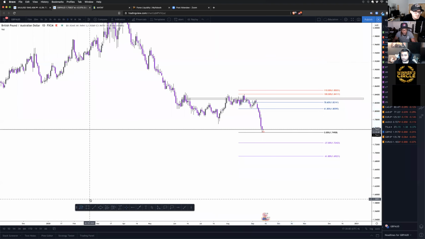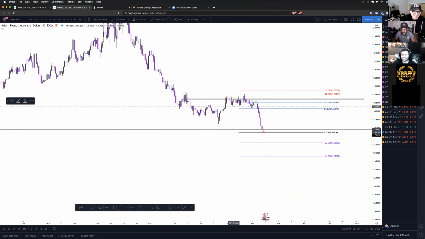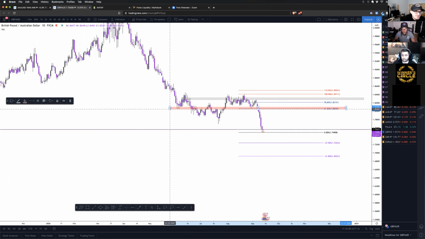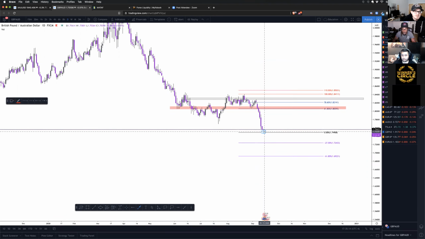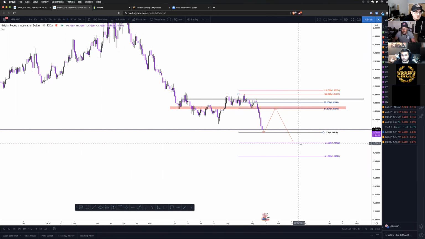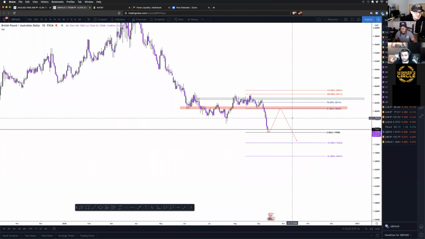Oof, that looks so good. Right in there. And then if I drag this left, wicks. So this is going to be the region that I want to see price come into. And then from that region, I'll go short back into these extension levels. Yep, that looks really clean.